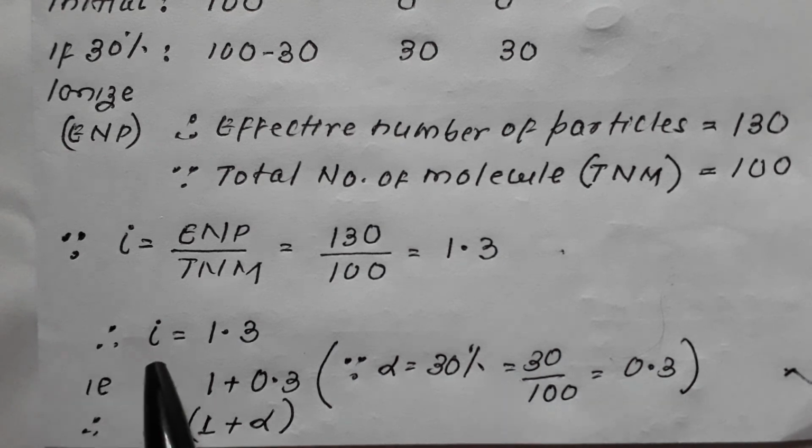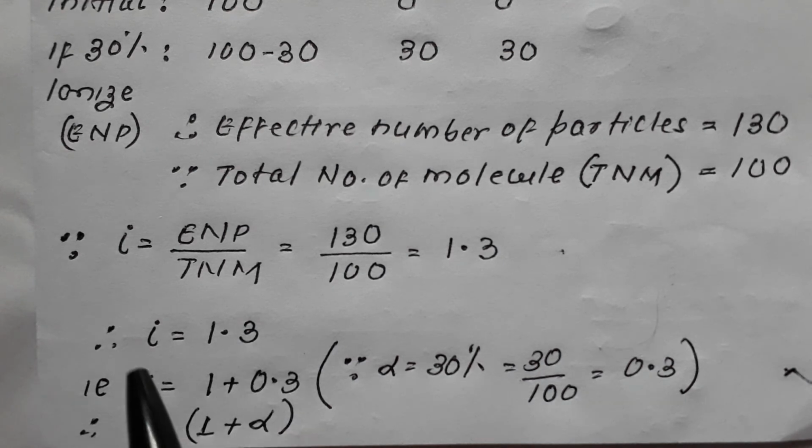Now since i is equal to 1.3, I can write i is equal to 1 plus 0.3. Now what is the value of 0.3? This 0.3 is alpha, since alpha is 30%, which is what we started with. Alpha is 30 per 100, that is 0.3. Therefore instead of 0.3 I can write 1 plus alpha.